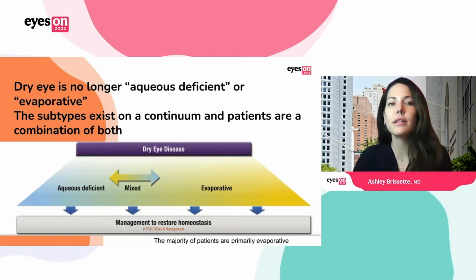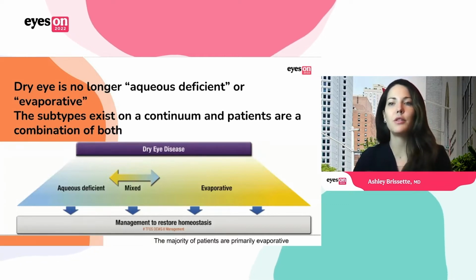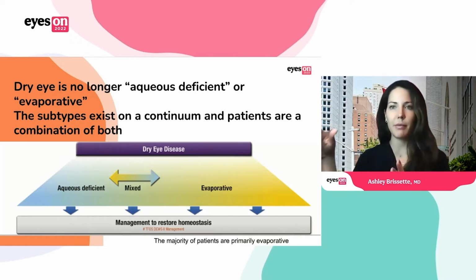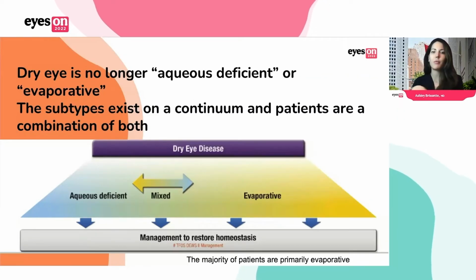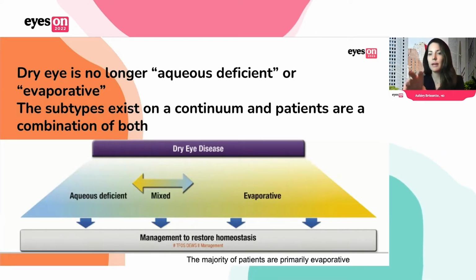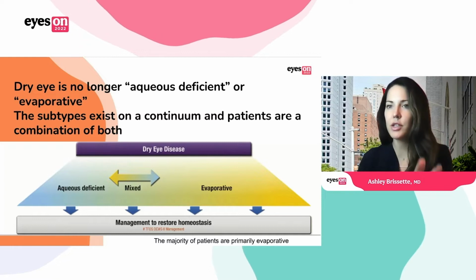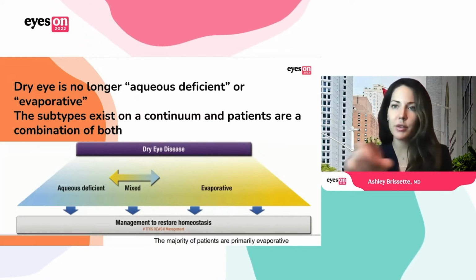So when we used to think about dry eye disease, we talked about two very separate forms of dry eye disease, where you have aqueous deficient and evaporative dry eye disease. But now we think about them more on a continuum where patients have components of both, with the majority of patients being more evaporative dry eye disease. And so when we start to then treat this, that's when we start to think about treating the evaporative causes, so improper expression of the meibum, and then also aqueous deficient, so not producing enough tears for that mucoaqueous layer. And that's why it's important to treat all components.